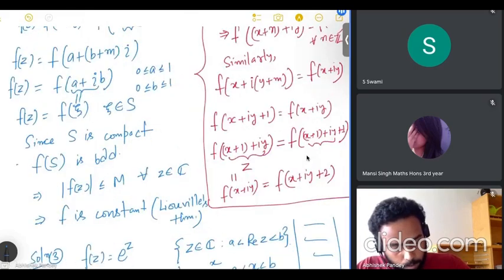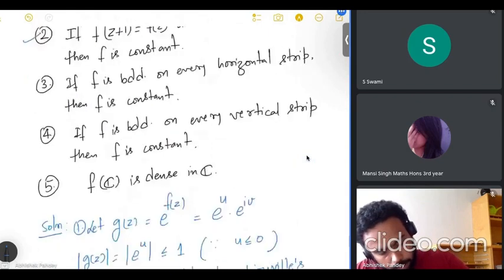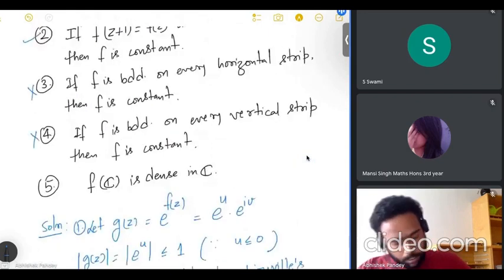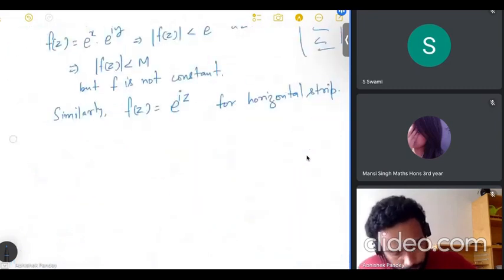So these two options are not correct. One is correct, second is correct, third is not correct, fourth is not correct. Let us see if f of C is dense in C. So this is option 5.